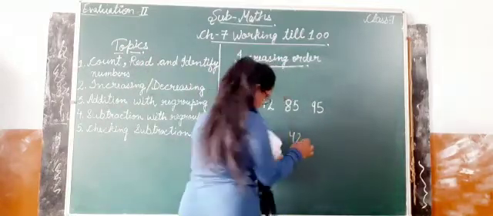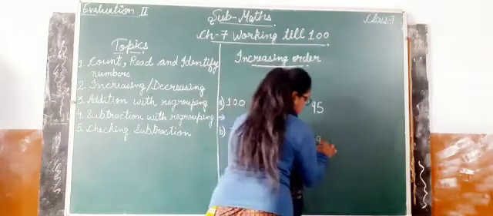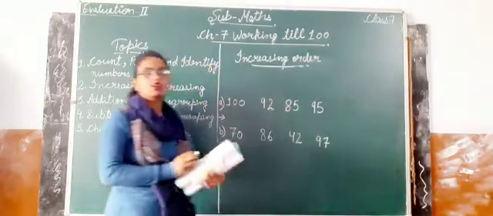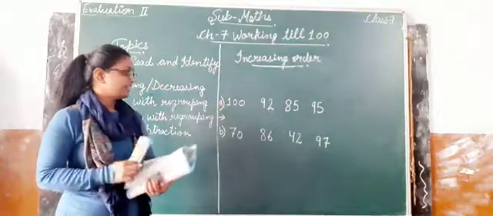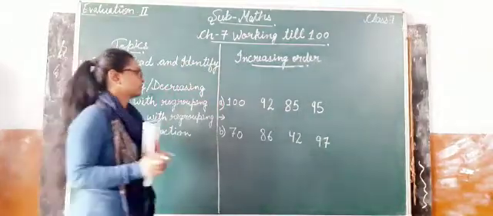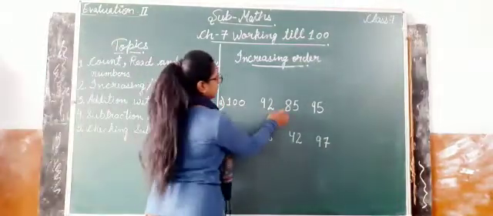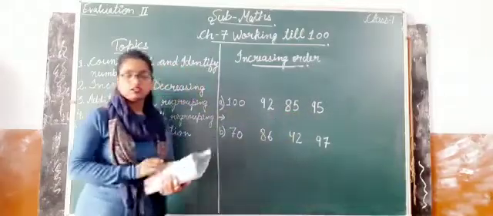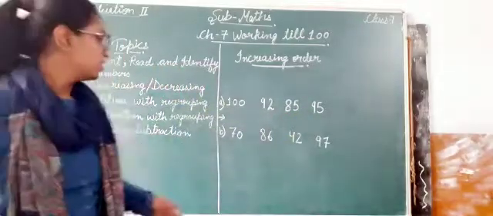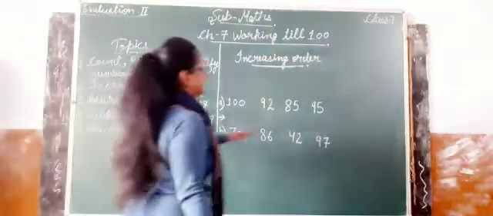70, 86, 42 and 97. So now let us write them in increasing order. Right. So let us see what are the numbers over here. 100, 92, 85 and 95.